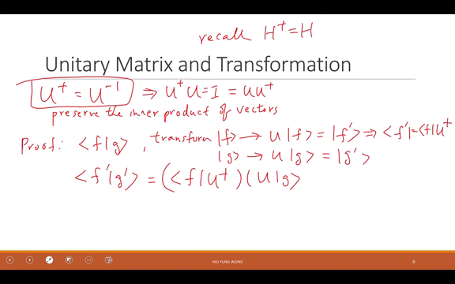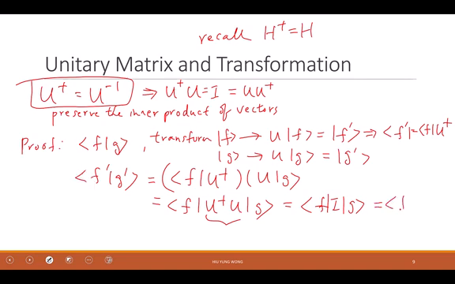Is that clear? Now I can always use the associative rule, right? This is just F, U dagger, U, G. What is U dagger U, if this is a unitary transformation? Identity. And what is the effect of an identity matrix? Its effect is no effect, right? So you see that after the transformation, the inner product is not changed. That's what I want to show you.